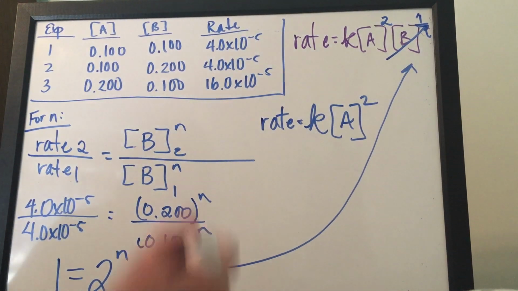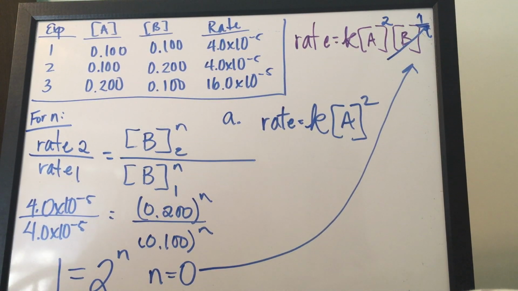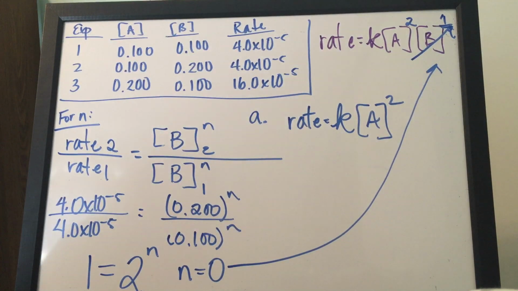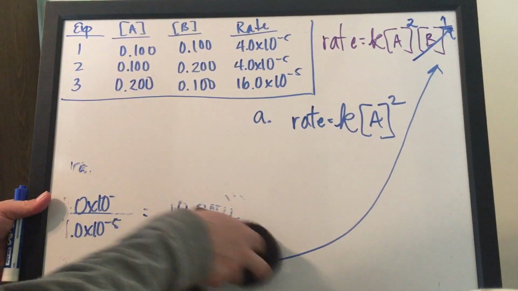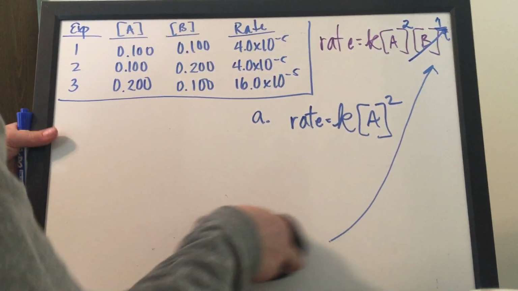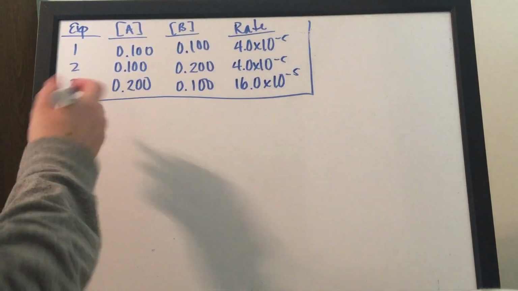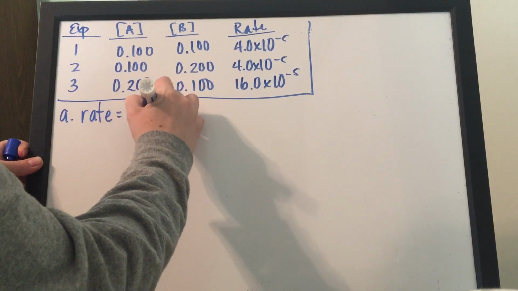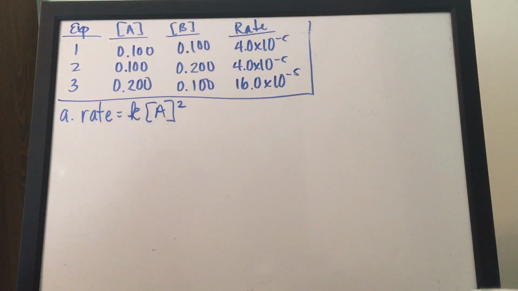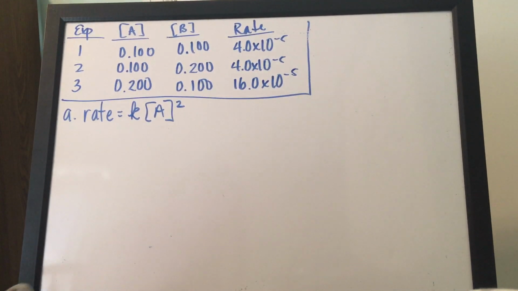Now, I have answered only part A of this question, but part B and C are much simpler and will not take nearly as long. But we had to answer A to be able to answer B and C. So I'm going to rewrite this. So the answer to A was rate equals K times A to the second. Remember, it really was B to the 0, but that term has dropped out. We don't need to include him.